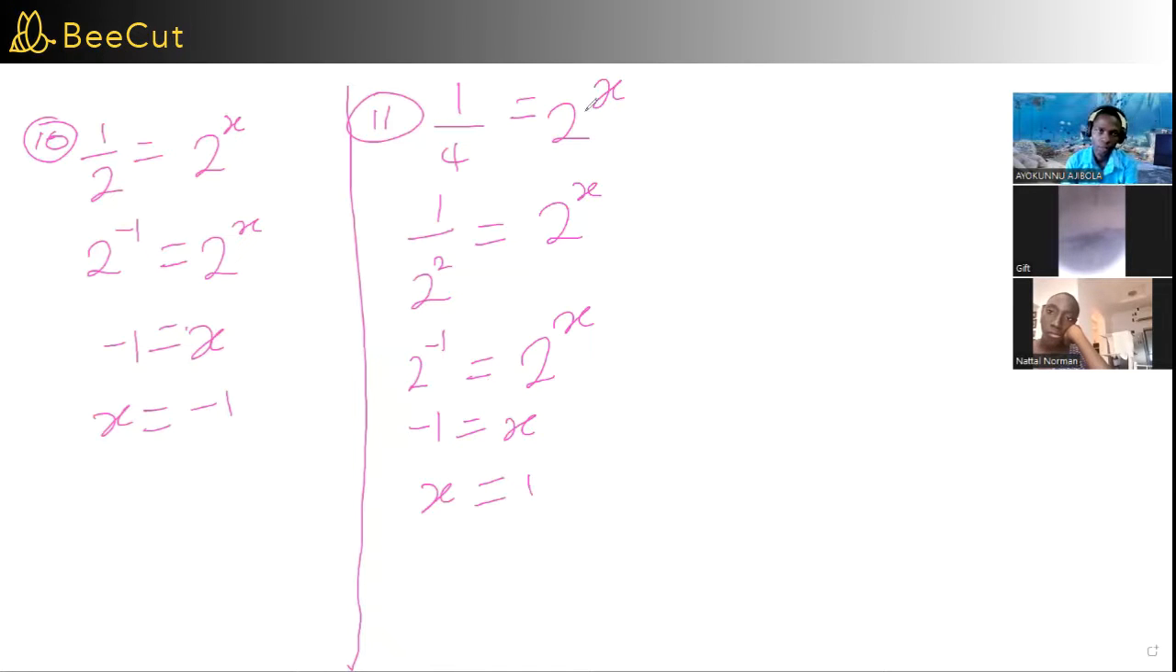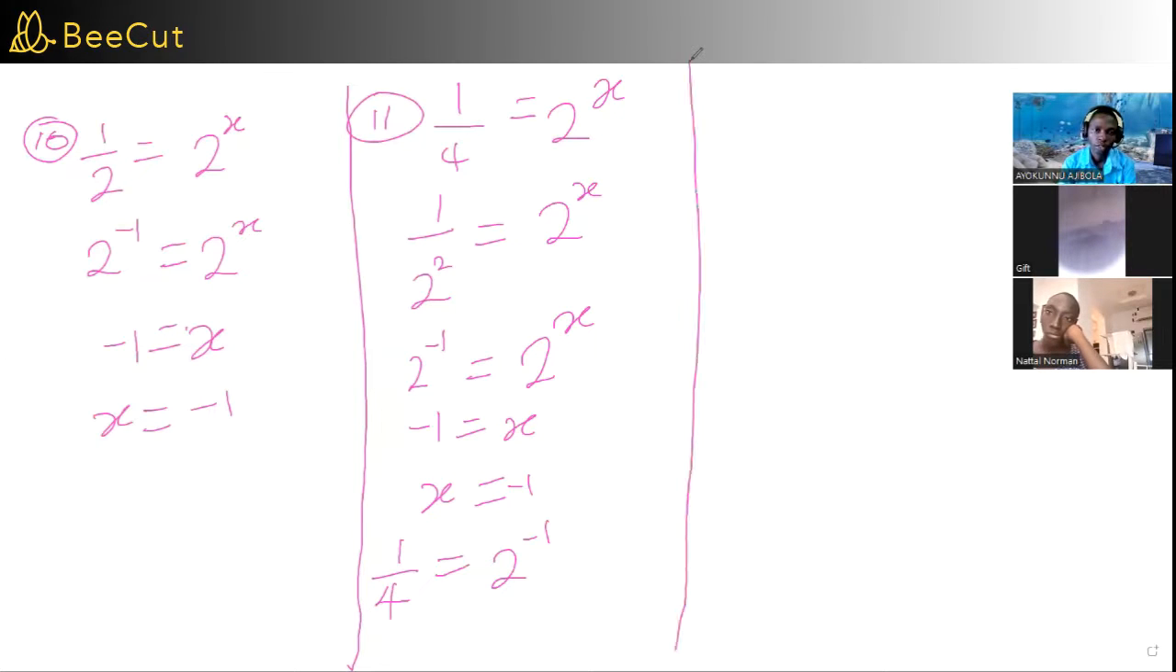So if x stands for minus 1, that means our original question becomes 1 over 4 equals 2 raised to power minus 1.